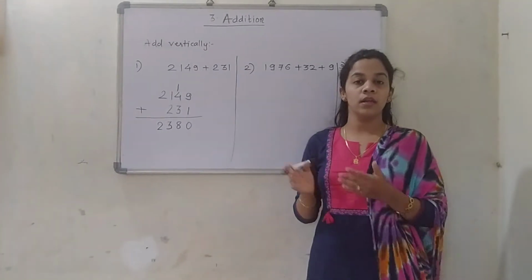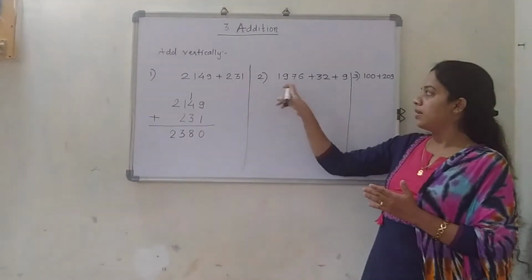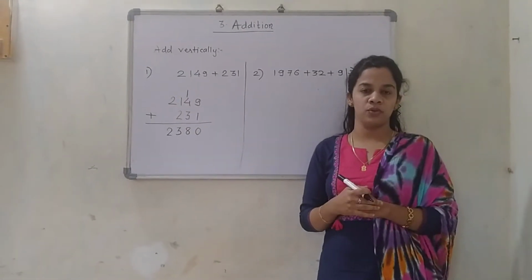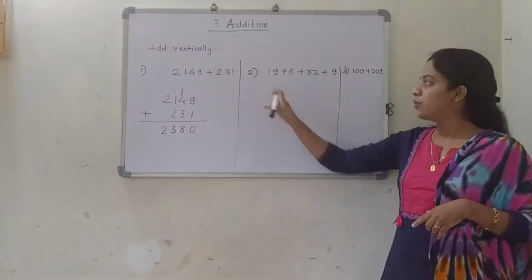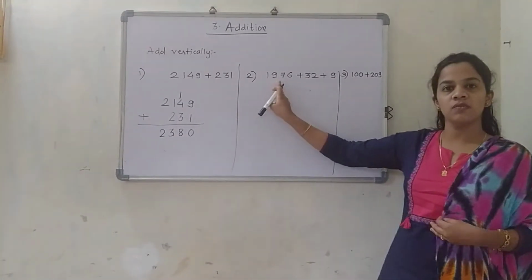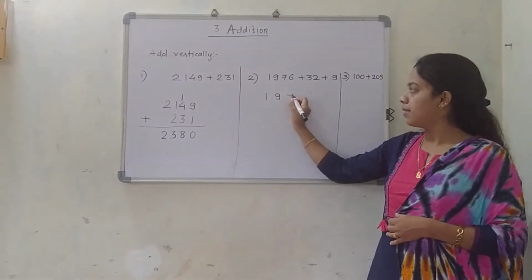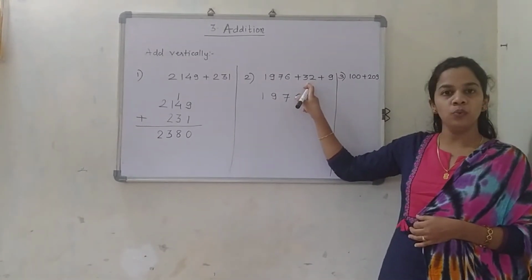Few students might say, teacher, this is so difficult, but actually it is not. It is very easy. Just see, one is a 4-digit number, the other is a 2-digit number, and the next number is a 1-digit number. Always remember the bigger number will come on the topmost place. So, which is the bigger from this? Yes, 1976. So, I am just going to write 1976 on top.